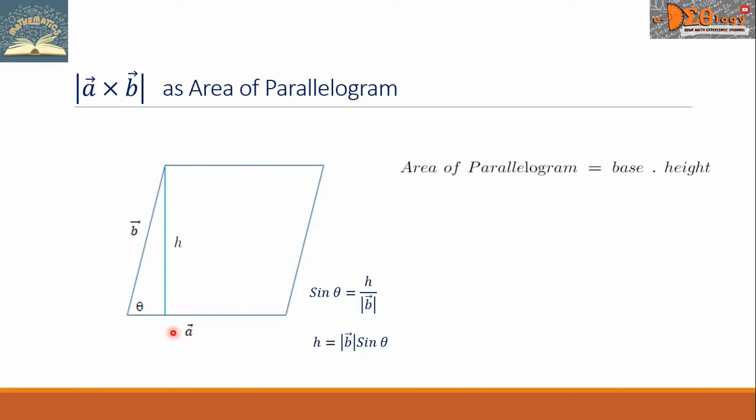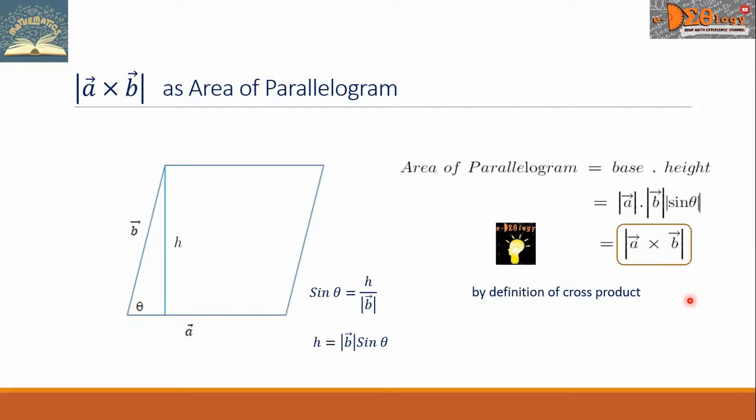Looking at our figure, the base here is the vector A, and the height is h, whose value is in here. Let us substitute the corresponding values. So we have the length of vector A times the length of vector B times sine theta. By the definition of cross product, we can simplify this expression into the magnitude, or length, of vector A cross vector B. This is now our working formula.